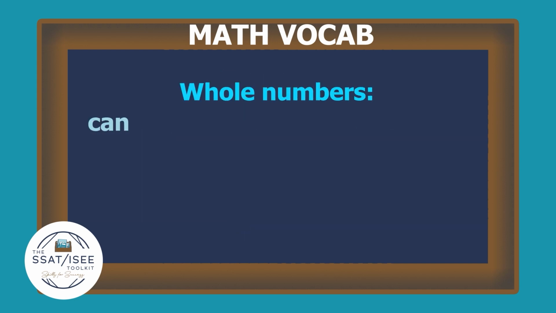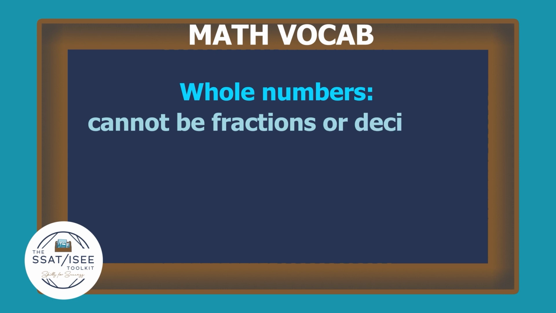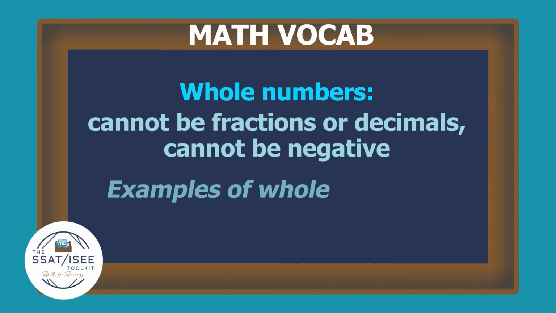Whole numbers are like integers in that they can't be fractions or decimals. They do include 0, but they cannot be negative. Examples of whole numbers include 0, 1, and 2.